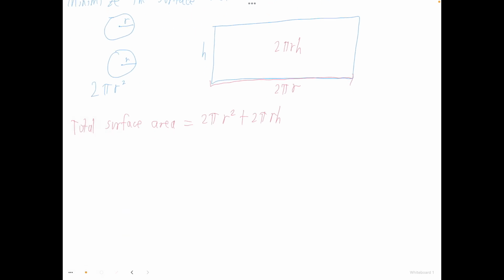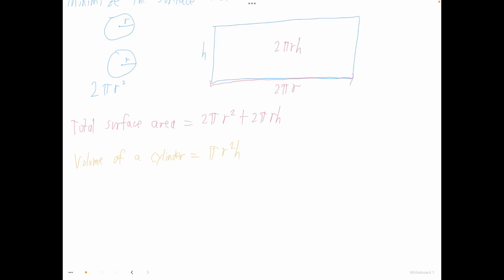And so we call that the volume of a cylinder is equal to pi r squared times h. And so we know that the volume is 1 liter, but we measure distances in centimeters, not liters. So we're going to convert 1 liter to centimeters.